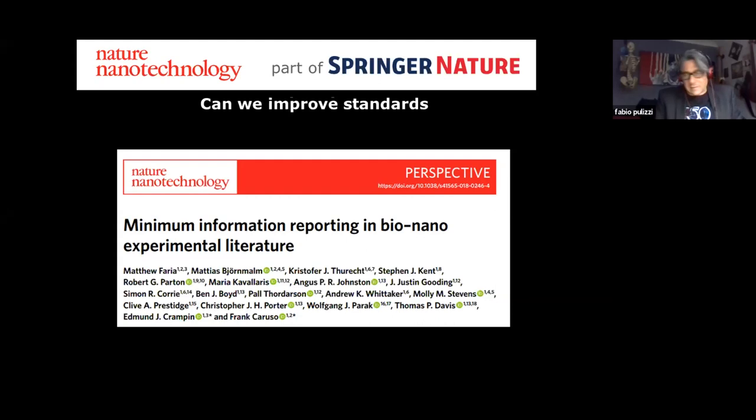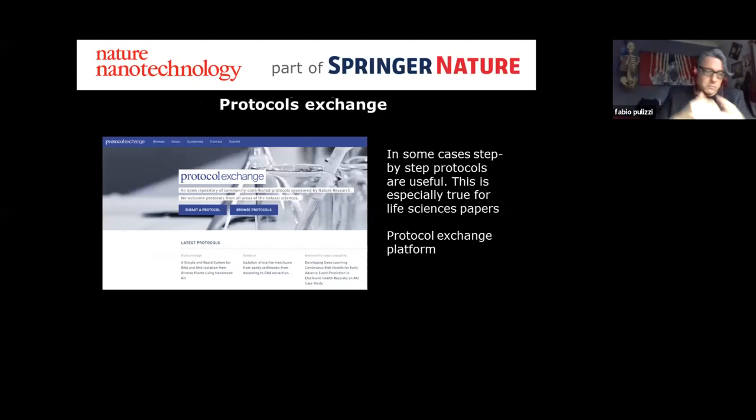And one of the things that has come out quite clearly is that rather than having a reporting summary that could be excluding important topics, it would be much more useful for people to publish protocols. So to publish not only a methods section with a paper, which is something we have as standard, but to also publish a protocol, a step-by-step account of the procedure that's been used to do a certain experiment.